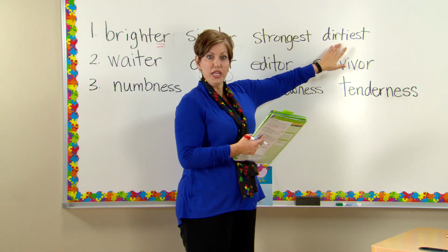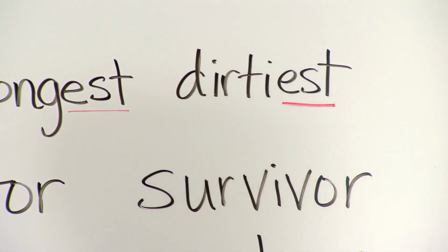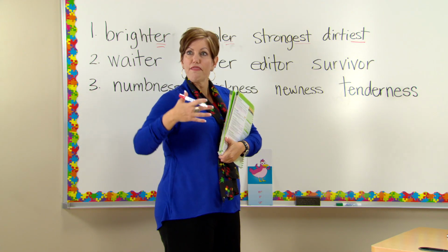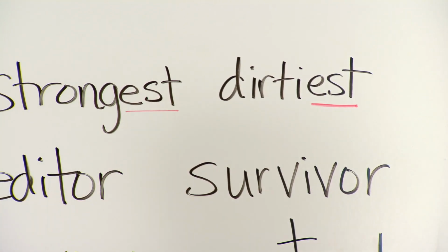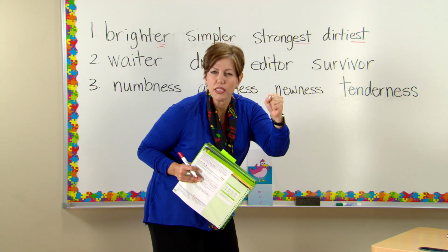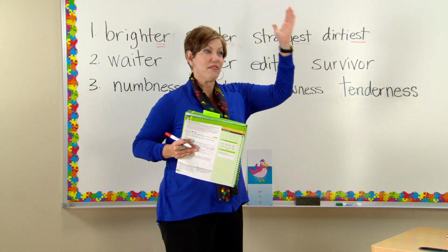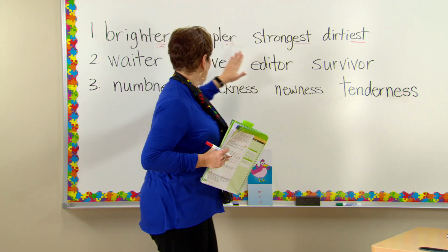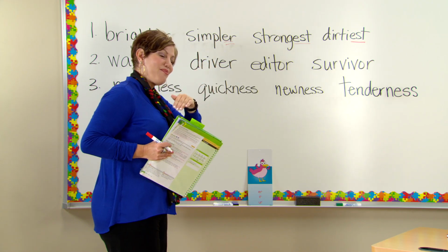Strongest, dirtiest. What are we looking at, everybody? Which suffix? EST. What does that do to the word? It makes it a what? A superlative, the best, right? So strongest, the man who can pull the car with his teeth. I saw it on TV, boys and girls. He is the strongest man in the world. So that makes it a superlative, the best. Okay, everybody, what does EST mean? Superlative. What does ER mean? A comparative, right? So now we go on to line 2.